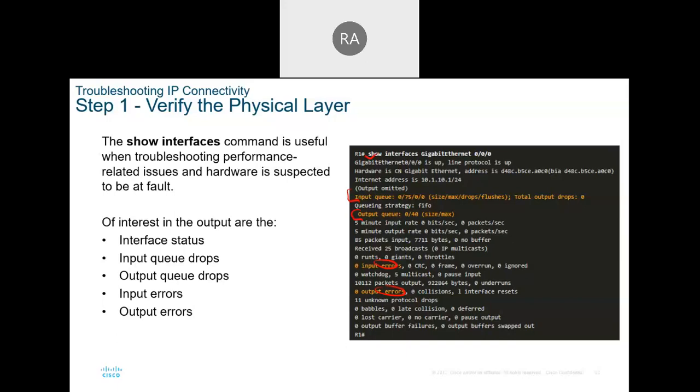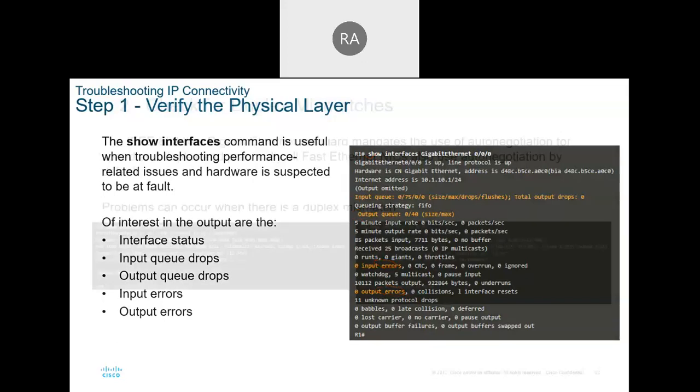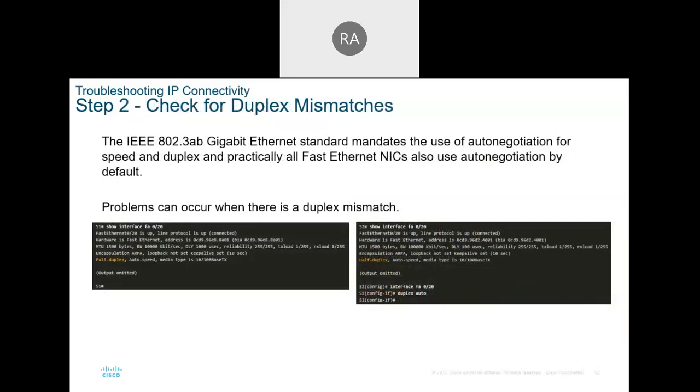So these are things I may have to check on my interfaces. If I want to check for duplex mismatch, you see, here is full duplex, here is half duplex. That can give me input errors and it can also give me output errors. But nowadays, all of these devices run on full duplex. But in case one side is running on half duplex, you can move it to full duplex with this command, duplex auto.